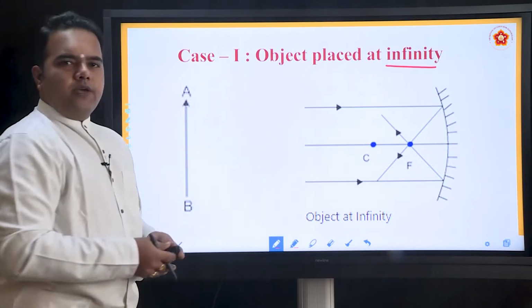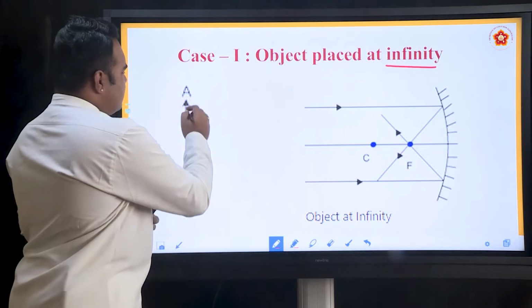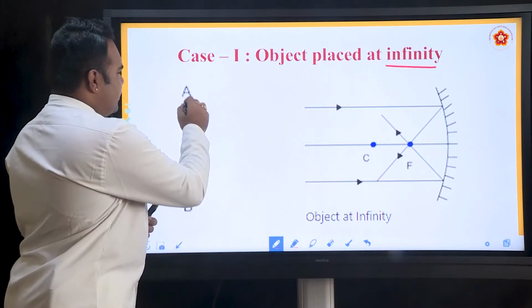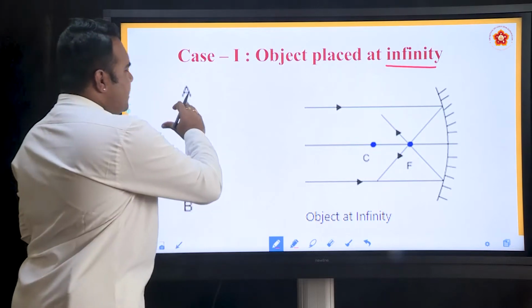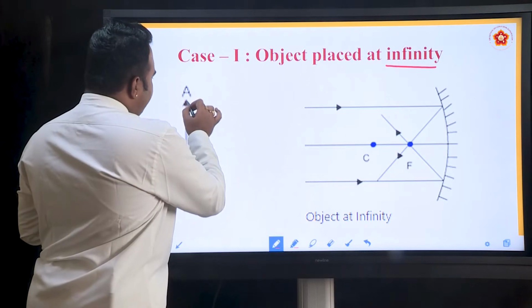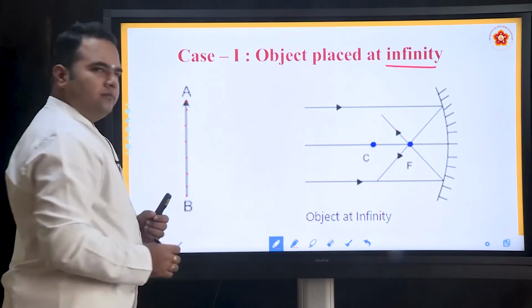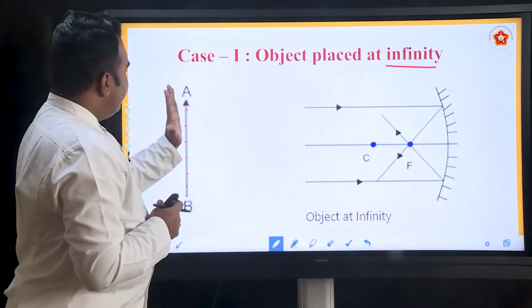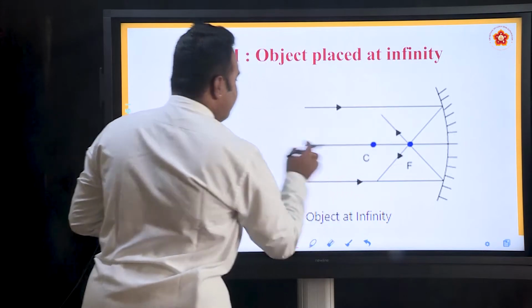AB denotes the object, and while drawing ray diagrams, we place the object like this with an arrow pointing upward. Now the object emits rays of light, and from every point of the object there are rays of light coming. Whenever the object is placed at infinity, there are parallel rays of light coming.